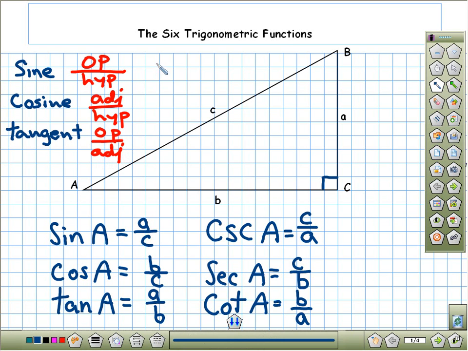Okay, now let's look at cosecant. Cosecant is going to be hypotenuse over opposite. And then we've got the next one, which is secant, which is hypotenuse over adjacent. Okay. And then finally cotangent.